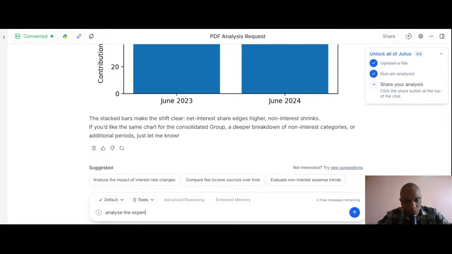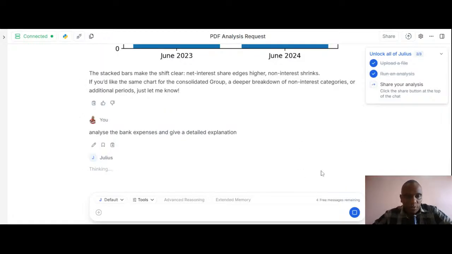So maybe I can do the last analysis, and maybe I tell it to analyze the bank expenses and give a detailed explanation. So I wanted it to analyze the expenses and give a detailed explanation.